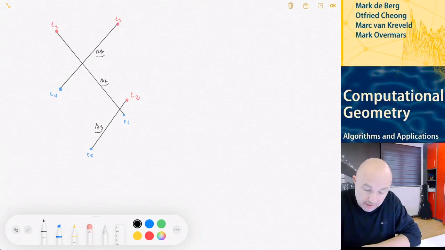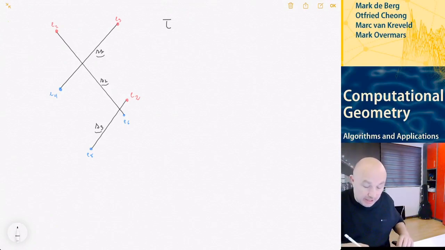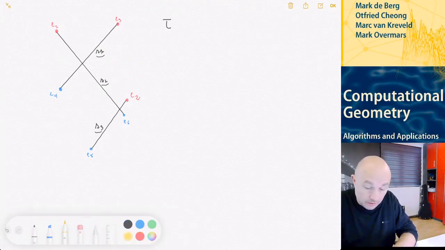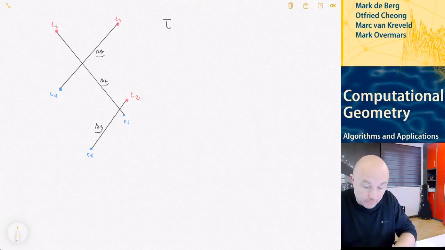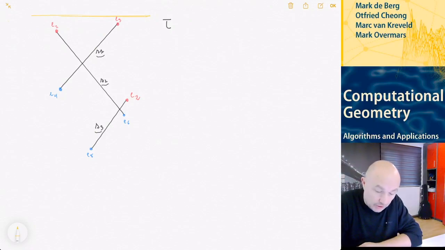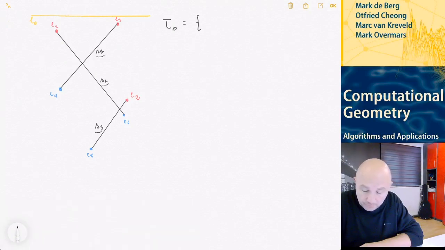The first data structure is the status of the sweep line. The sweep line is initially above everything, so it's somewhere here. So I will put 0 for initially. The sweep line is there, and tau at 0 is empty, there is no intersection. And the Q is not empty at all.